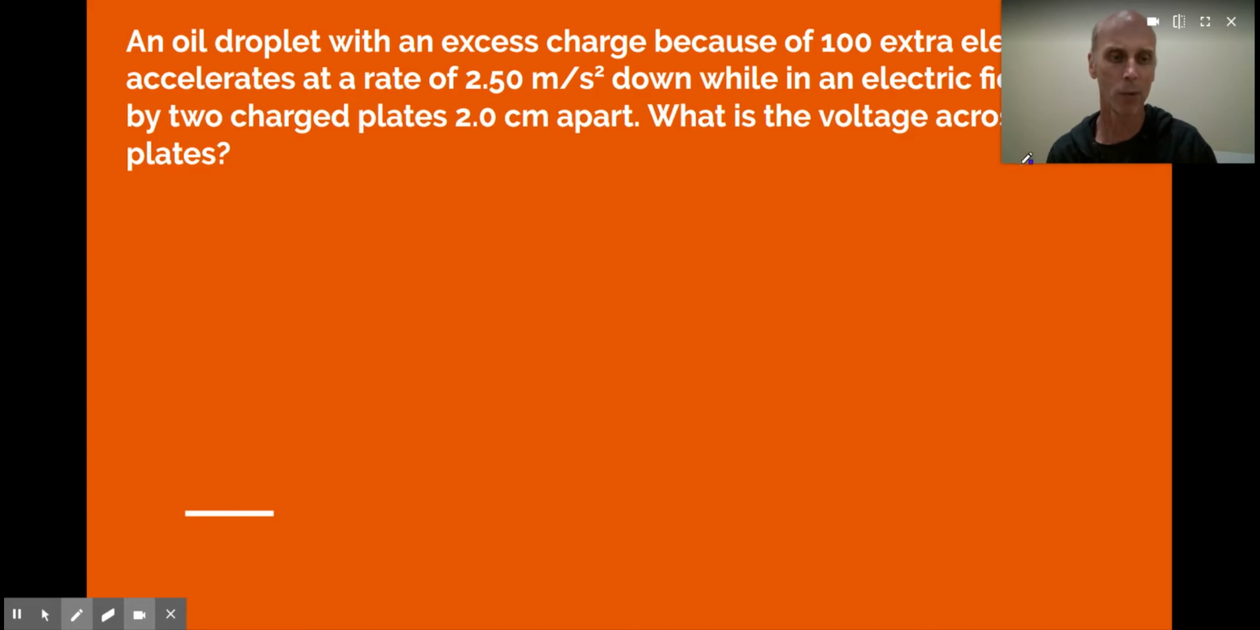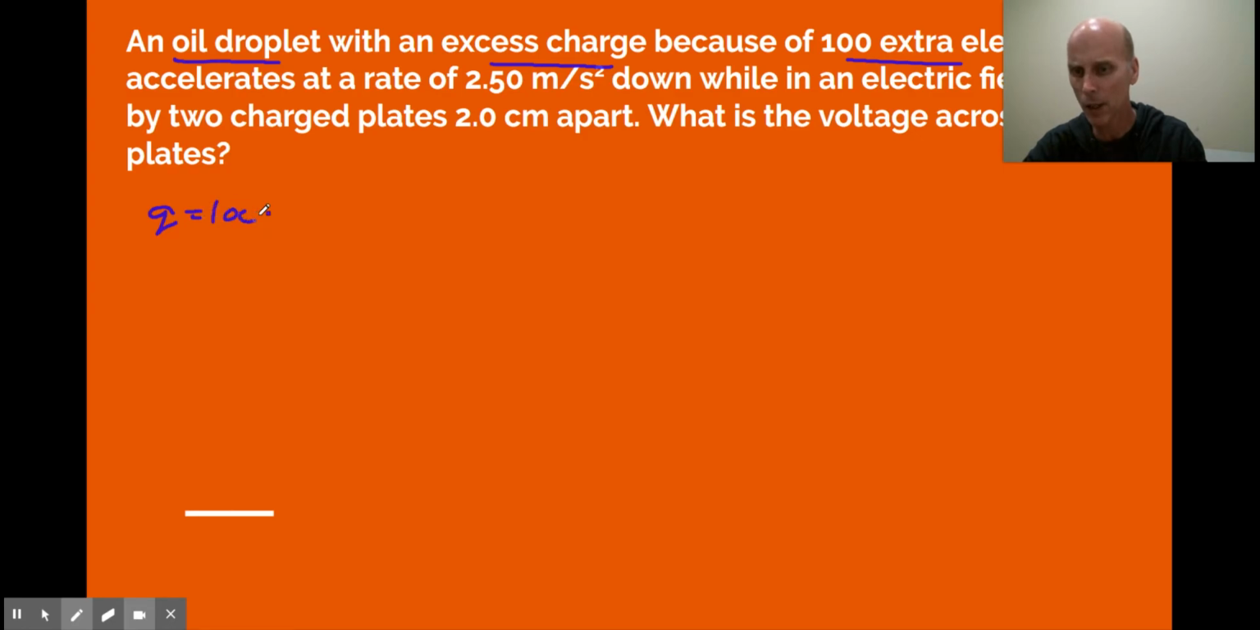Like I said, a lot of times we get questions where we suspend charged particles, in that last case plastic spheres in space, but sometimes they will accelerate up or down in a Millikan style experiment. So let's take a look at an example like that. An oil droplet with an excess charge because it has 100 extra electrons. So if you're keeping track, it has 100 extra electrons, 1.6 times 10 to the minus 19 coulombs for each electron. So we end up with 1.6 times 10 to the minus 17 coulombs. That's how much charge we have.